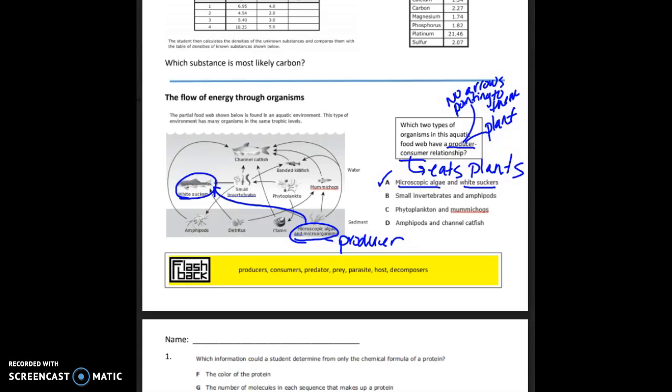Small invertebrates and amphipods. The small invertebrates are right here in the middle. Definitely not a producer because they have arrows coming to them. Not a producer. Amphipods are located right here. Again, arrows going to them. Not a producer. Cannot be our answer. Phytoplankton. Here we have our phytoplankton right here. I don't see any arrows going to the phytoplankton, so that definitely could be a producer for us.